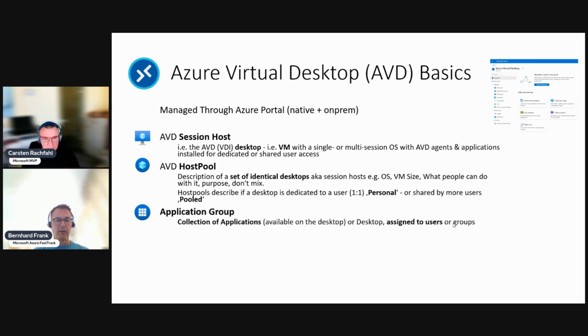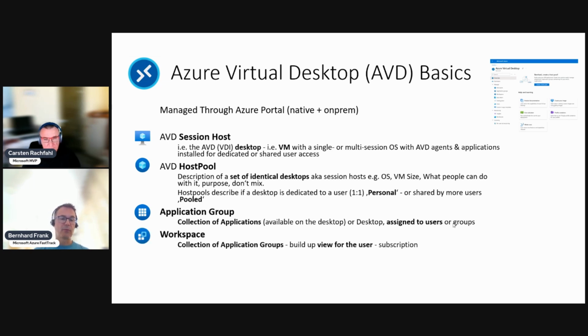Then you do have an application group. This is also an object that you define in Azure, and basically it's a collection of applications. That means you either say Bernhard Frank is allowed to use Word on that host pool, or Bernhard Frank is allowed to see the desktop and grab the desktop. So it is basically what a user can do in AVD.